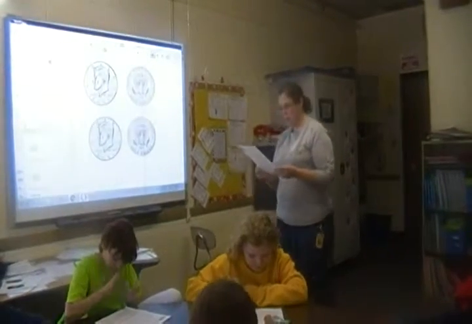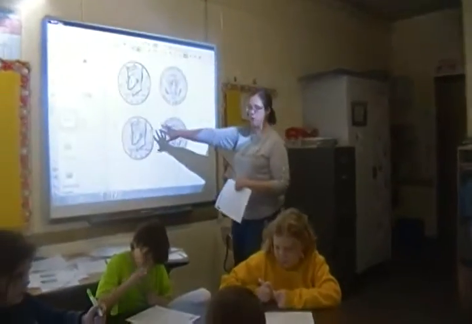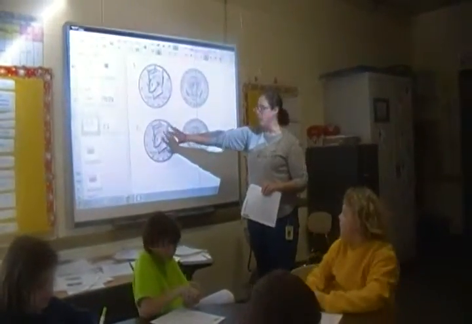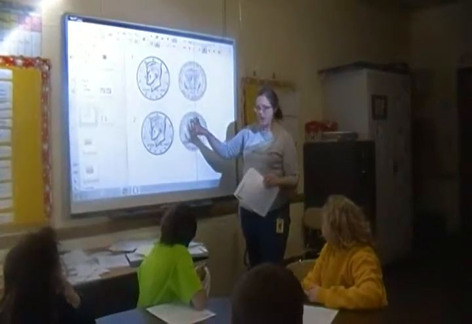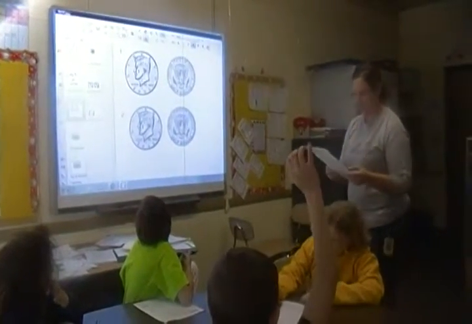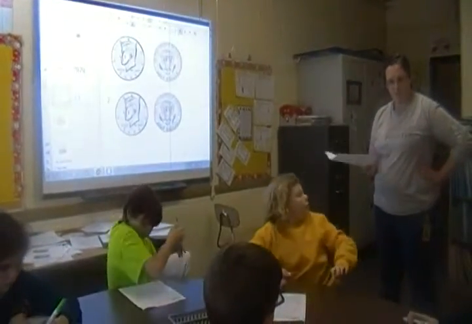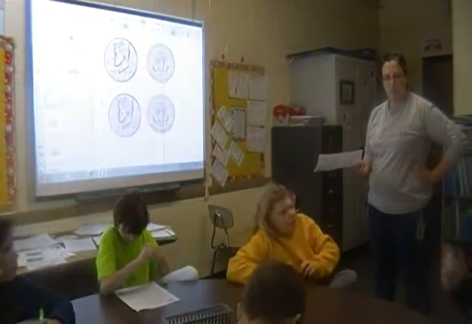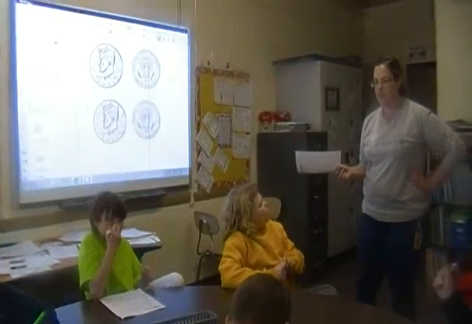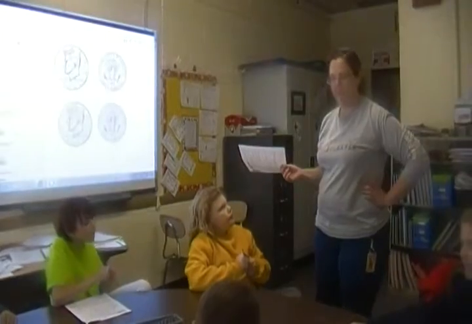Number 2, what is the probability of flipping a coin and getting heads? So here's your coins, right? You've got a coin with heads and tails. So what's your probability of flipping a coin and getting heads, Lizzie? Equally likely, because it's a 50-50 chance. Very good. It's equally likely because you have a 50-50 chance.